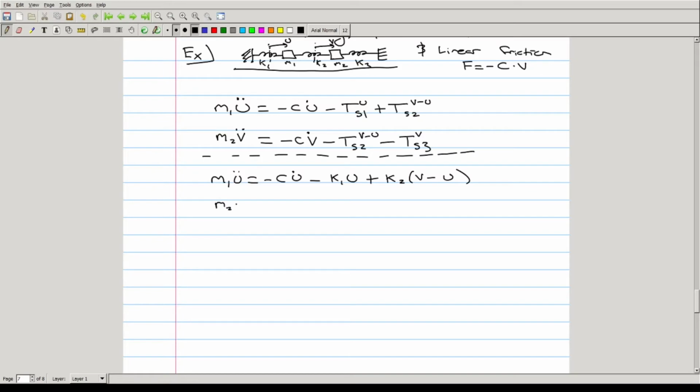And m2 v dot dot is equal to negative c v dot minus k2 times v minus u minus k3 times v.